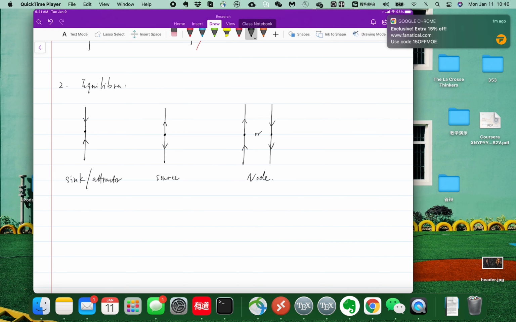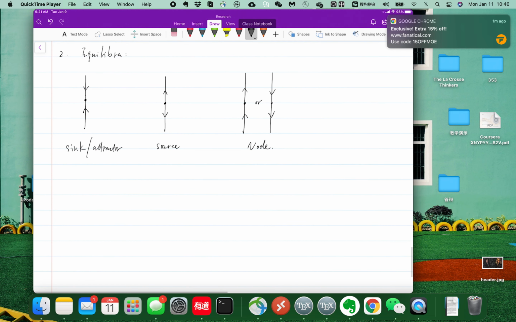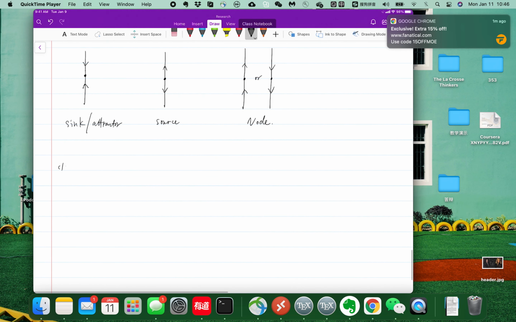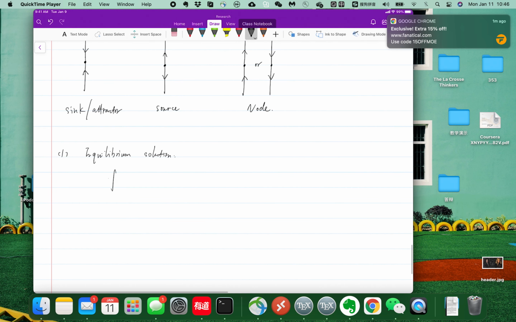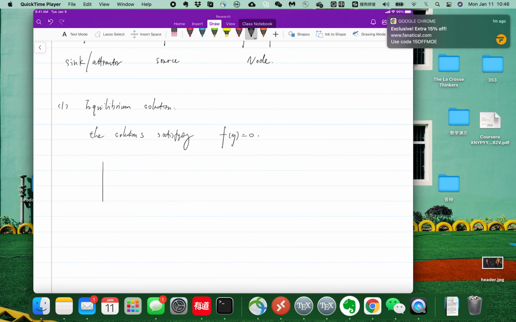Now we want to classify them. Okay, and that's what we have for equilibriums. So the first one, equilibria, or let's call them equilibrium solutions, are the places where f(t, y), in our case f(y), equals 0. And we already know why they are important, because they are very special solutions.